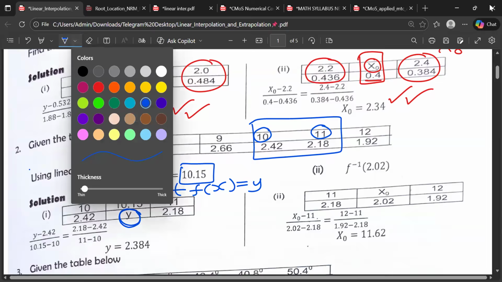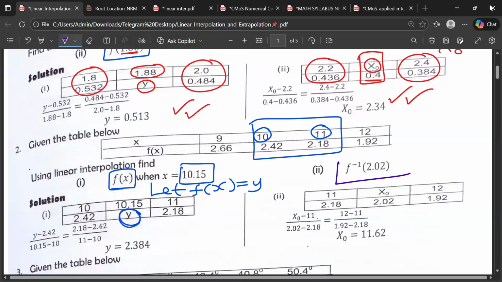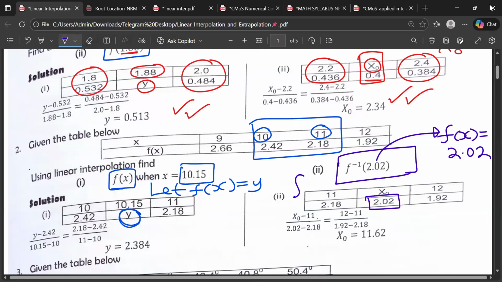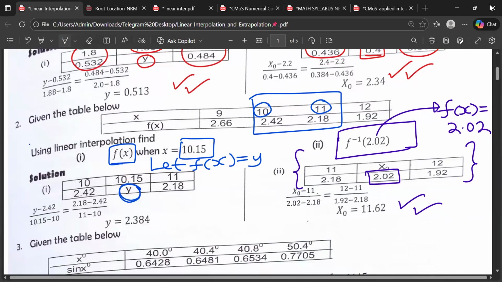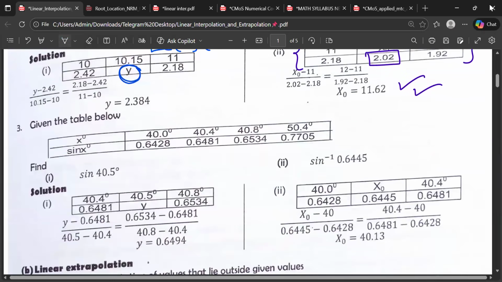Now, for reasons I've explained, when they tell you to find this, have it in mind they are looking for the value of x, and what they have provided is f of x equal to 2.02. That's why it is in the second row. Identifying is the easiest. Then you manipulate. I don't know whether people are following, but that is it. Then they got the value of x. It's what the array is looking for.